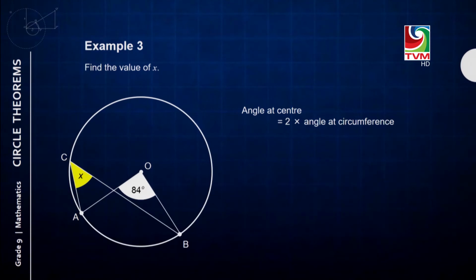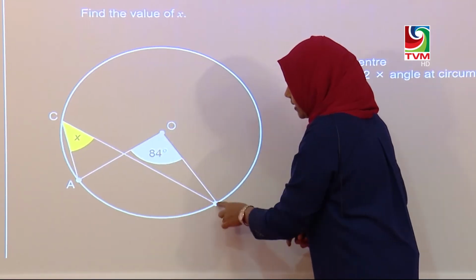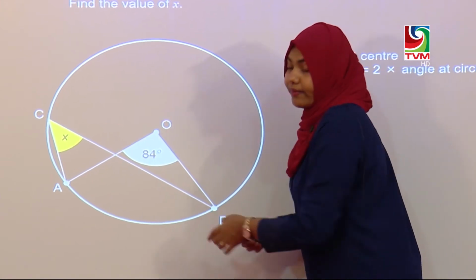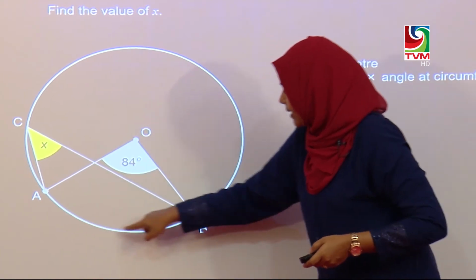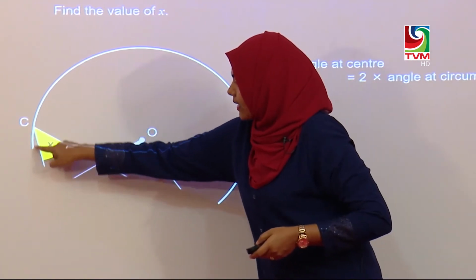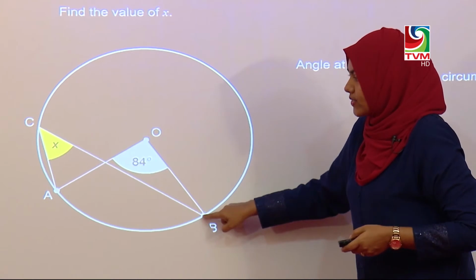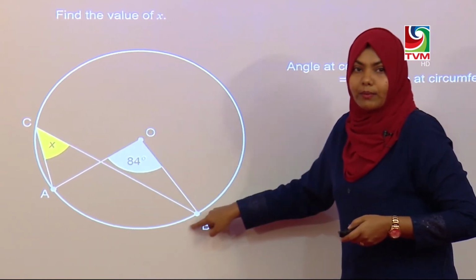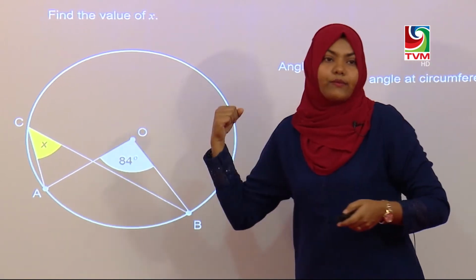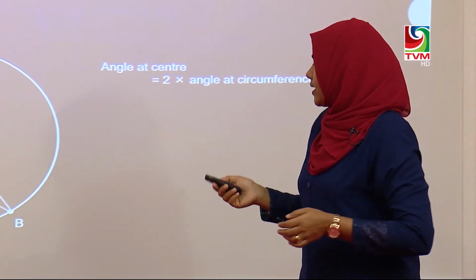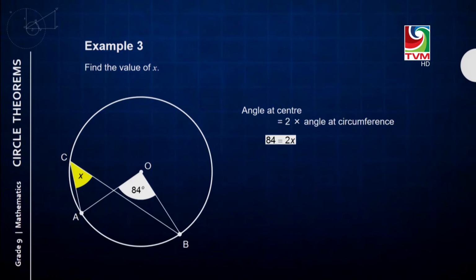Here you have to identify the center from the arc AB. You have to identify the arc. AB is given here and AOB is the center, and to check whether the same arc is formed, you have to check from AB to the circumference ACB. This is also subtended from the arc AB. Therefore, the same theorem will be applied, and it will be 84 is equal to 2x.